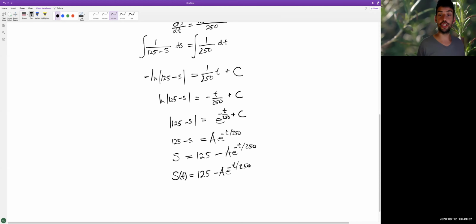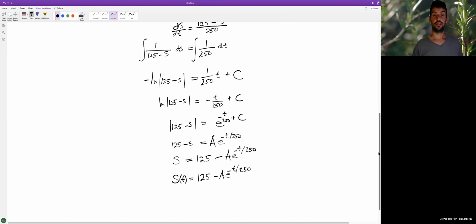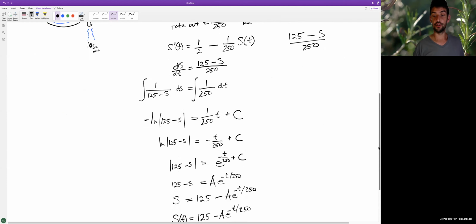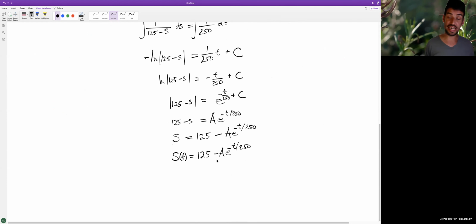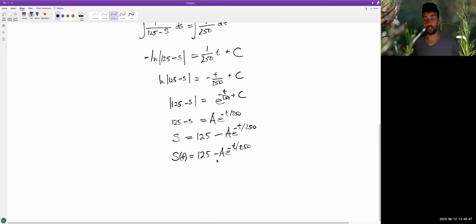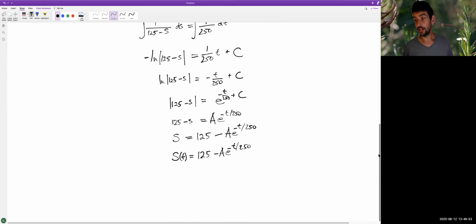We now have a general solution to the differential equation that we started out solving, right? In other words, we have a family of functions because right now we don't know the value of A. So changing the value of A would change what this function looks like, okay? How do we find the value of A?